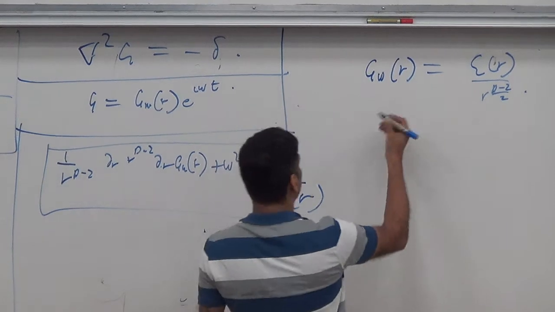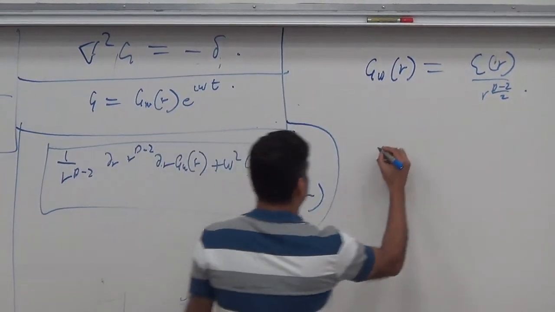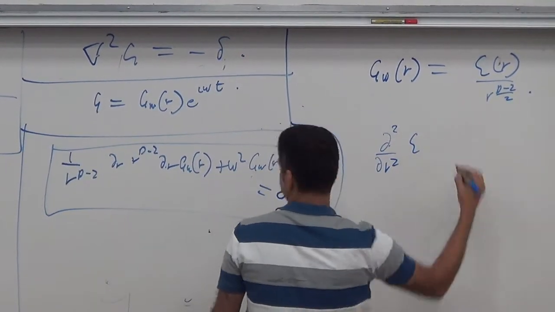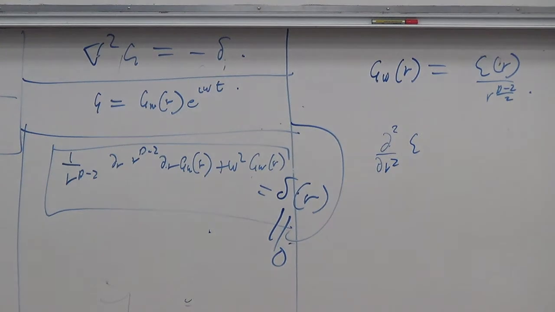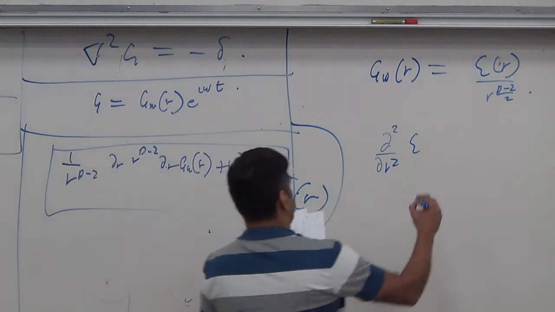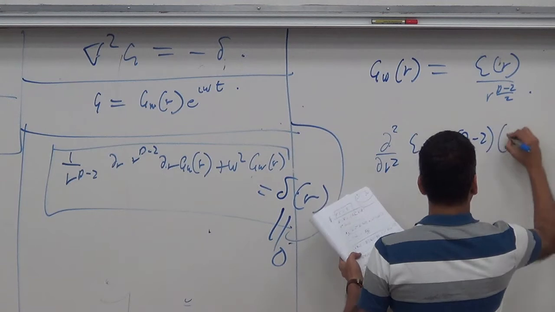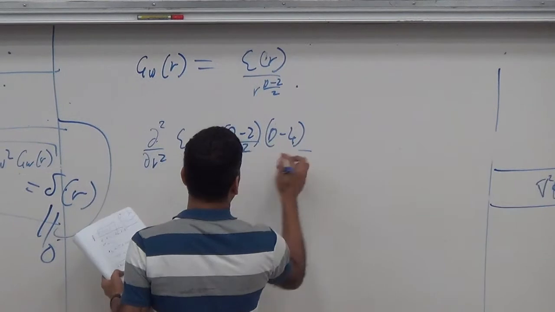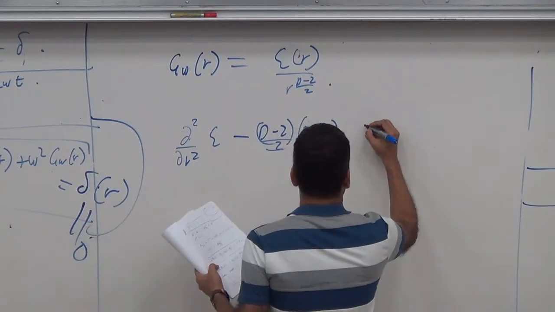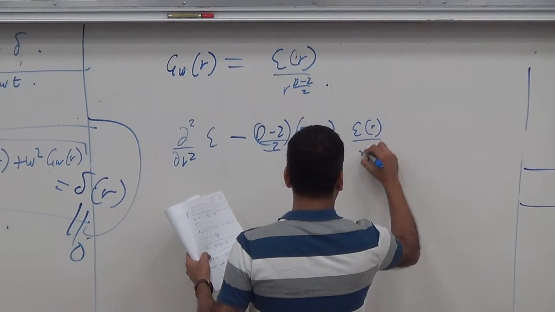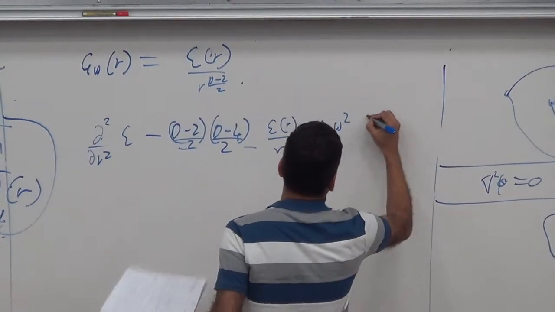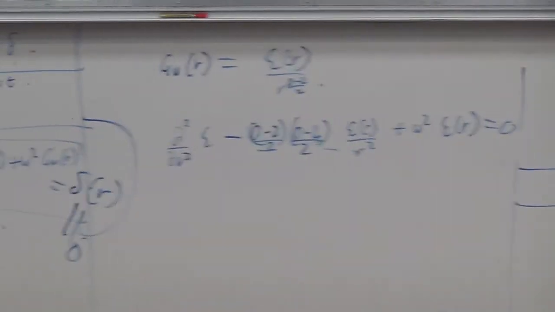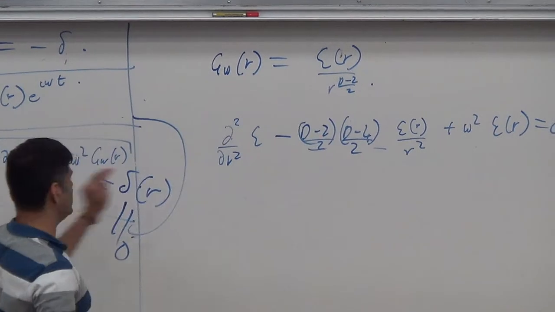And the equation for zeta will become the following. It becomes d2 by dr squared of zeta, minus d minus 2 by 2 times d minus 4 by 2, zeta of r divided by r squared, plus omega squared zeta of r is equal to 0. Plug this into this, we get this.